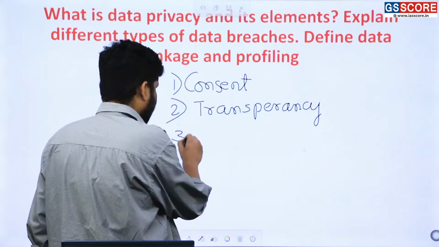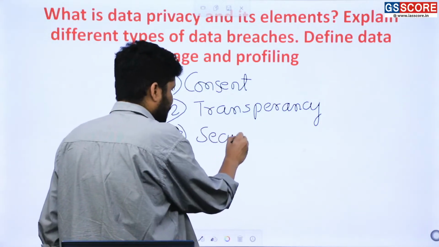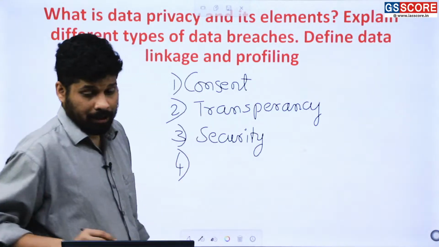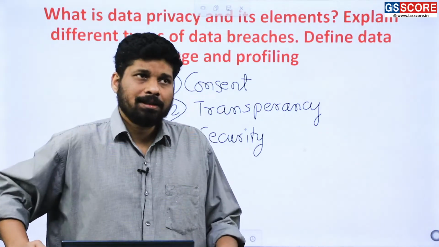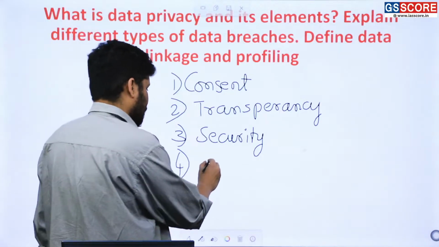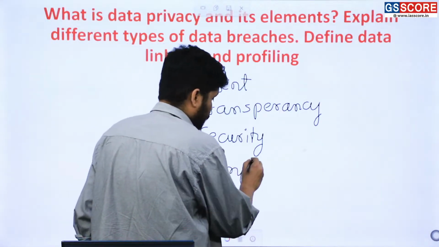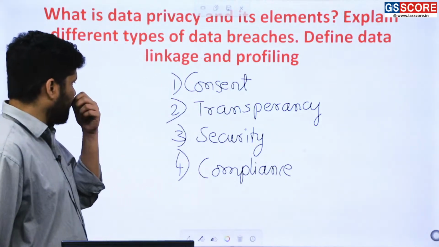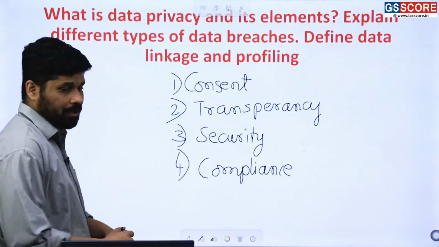Security of data, next element. And last but not the least, compliance. So these are the four major elements of data privacy.